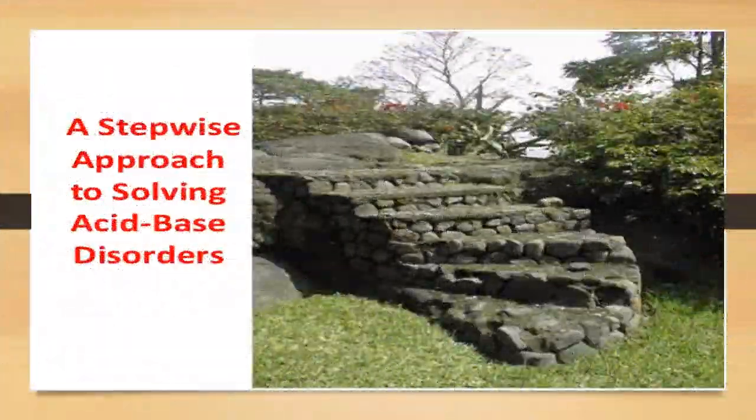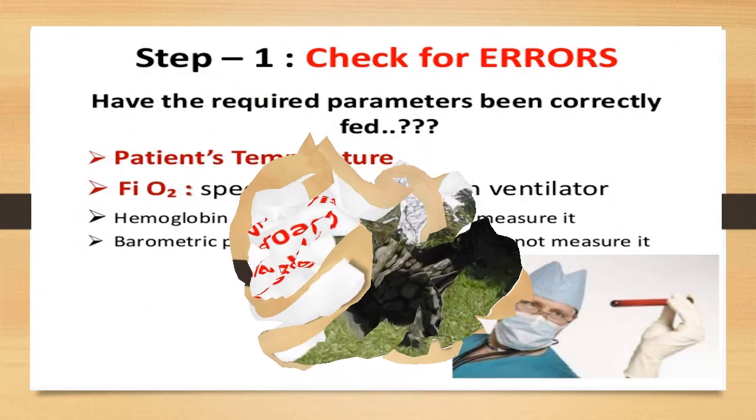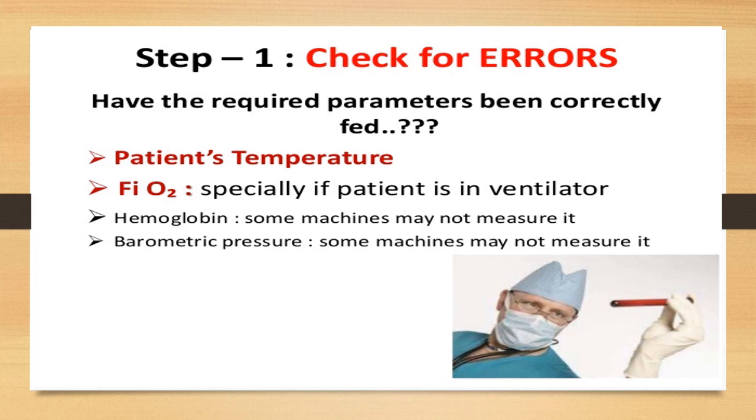So here we can see a stepwise approach to solve acid-base disorders. Step 1, check for errors. Have the required parameters been correctly filled? Patient temperature, FiO2 especially. If the patient is on a ventilator, we have to mark the proper oxygen level. Hemoglobin, some machines may not measure it. Barometric pressure, some machines may not measure it.